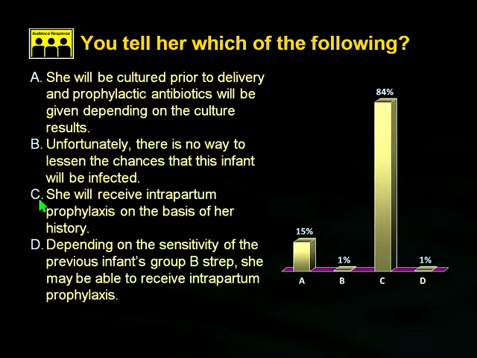All right, so she will receive intrapartum prophylaxis on the basis of her history. It doesn't really matter whether she's group B strep positive or not. If you've had a previously affected infant, you get prophylaxed no matter what.